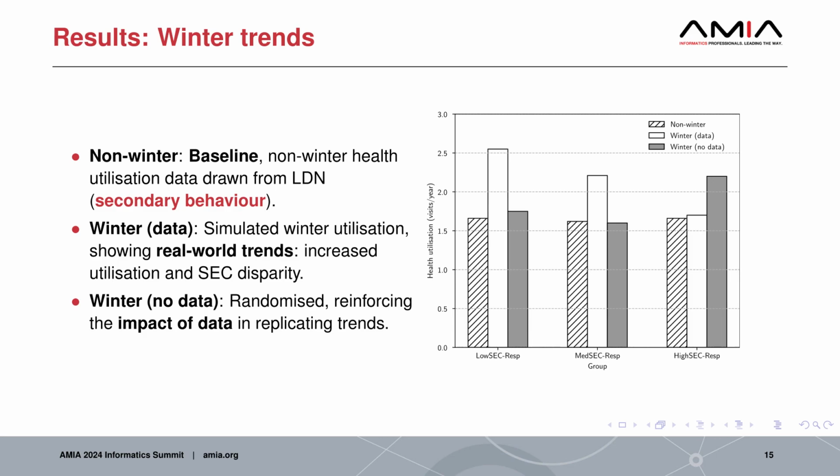And we can see that we are able to accurately replicate several real-world trends. This includes things like increased utilization, as you can see from the higher bars here, and again, the disparity between groups. So you can see that health utilization is much higher for lower socioeconomic condition groups, which is true in the real world. Finally, and just for validation, we removed all data from our simulation and didn't see the same trend, validating the fact that this data was having the impact that we've seen.